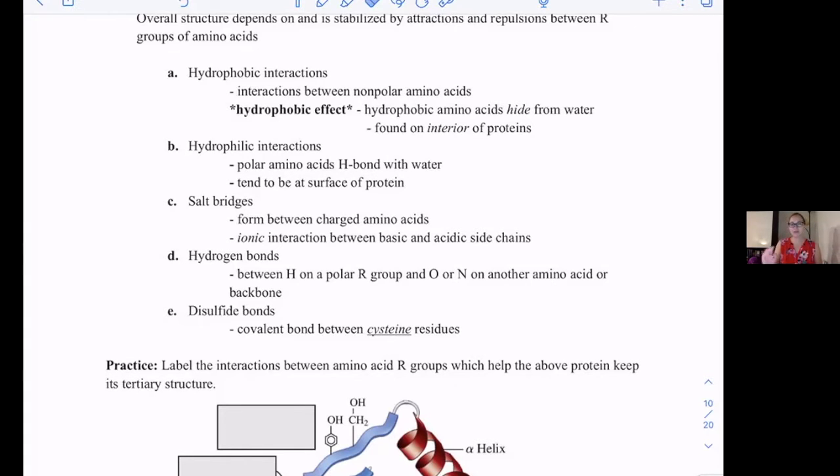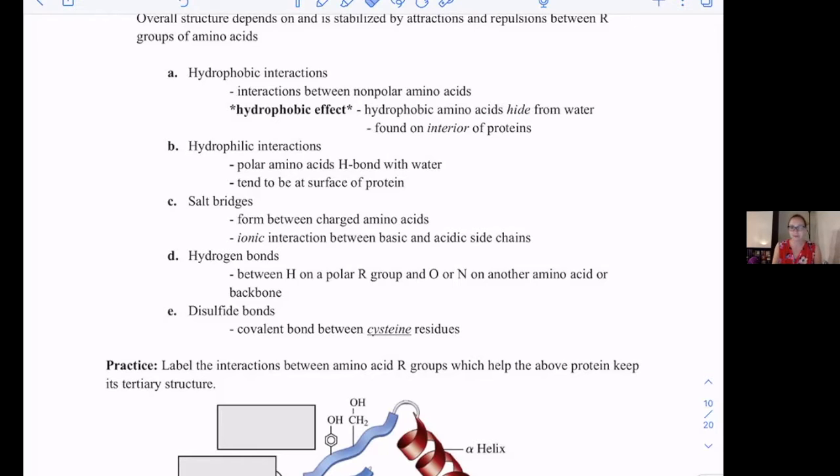Okay, so the first two are more hydrogen bonding. C, salt bridges, is an ionic effect. D, again, is hydrogen bonding, so just hydrogen bonds themselves. Between hydrogen on a polar R group and oxygen or nitrogen on another amino acid or the backbone, these could form hydrogen bonds to overall make a specific function or specific form.